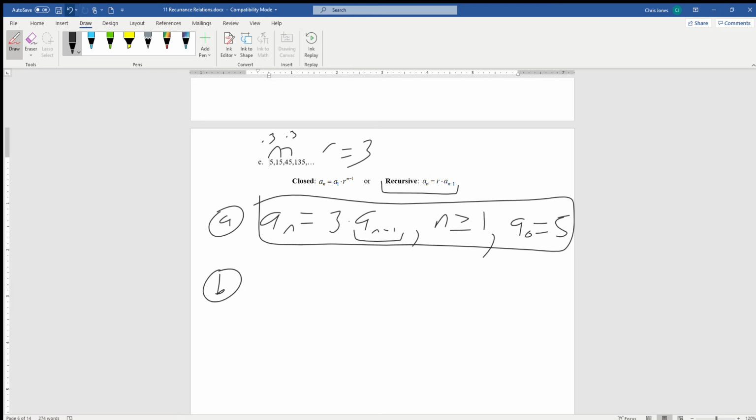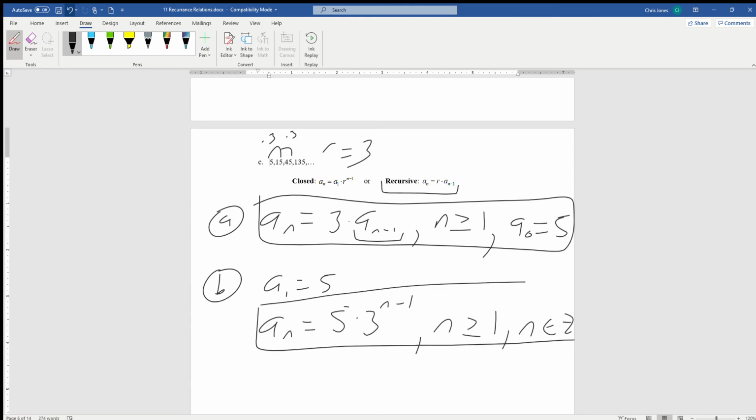So now let's try to build a closed form. In this case, a1, the first term, is 5. And so we can build our closed form to be 5 times 3 to the n minus 1. All right, and that would be the closed form. We're going to say that n is greater than or equal to 1, and if we wanted to be really specific, we could say that n has to be an integer value. All right, so there's going to be our closed form.